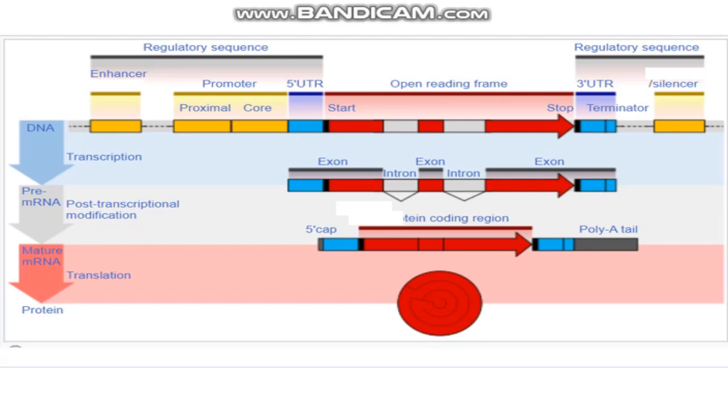And this part of messenger RNA, which is without introns and is capped at 5' end while tailed at 3' end, is known as mature messenger RNA. So the region between the start codon and the stop codon in the mature messenger RNA, in which there are no introns and only exons exist, is known as the coding region, which is directly translated into the proteins.